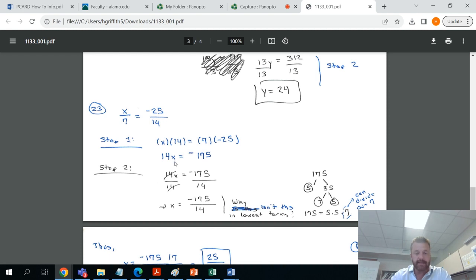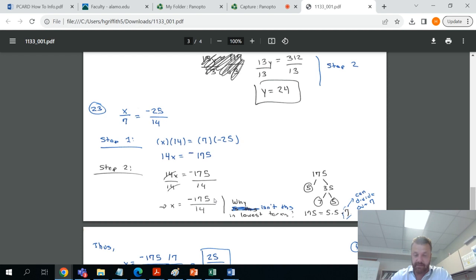In order to solve for x, since it's multiplied by 14, I need to divide by 14. That will give me the x by itself. But if I divide the left side by 14, I also have to divide the right side by 14. So be careful here because this is a number, minus 175 over 14. But we can show that that's not in lowest terms. You might look at 175 and say, hey, I think that's only divisible by 5. But if you do the prime factorization and show the factor tree, you can show that the prime factorization of 175 is actually 5 times 5 times 7. So it has a factor of 7 in there.